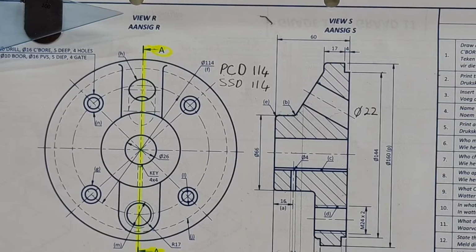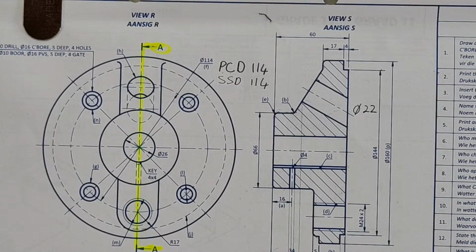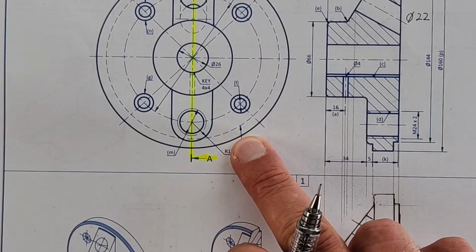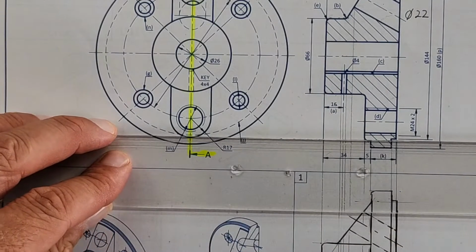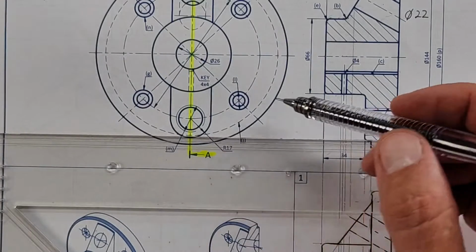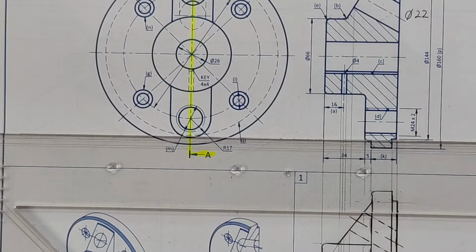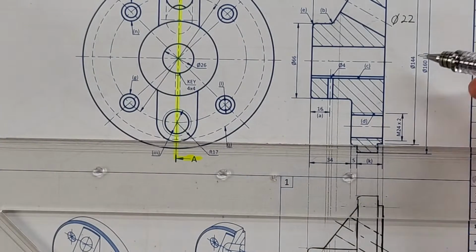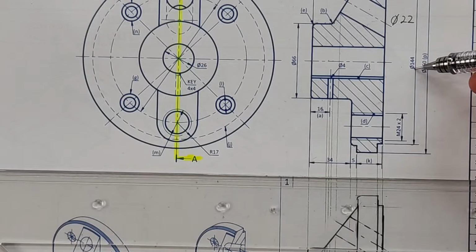Right, calculate the following dimensions. Now they're asking us at J. There it is. Alright, it's this external diameter. So if I double check there, do you see it is in line with diameter 144. Okay, so the answer again is diameter 144.